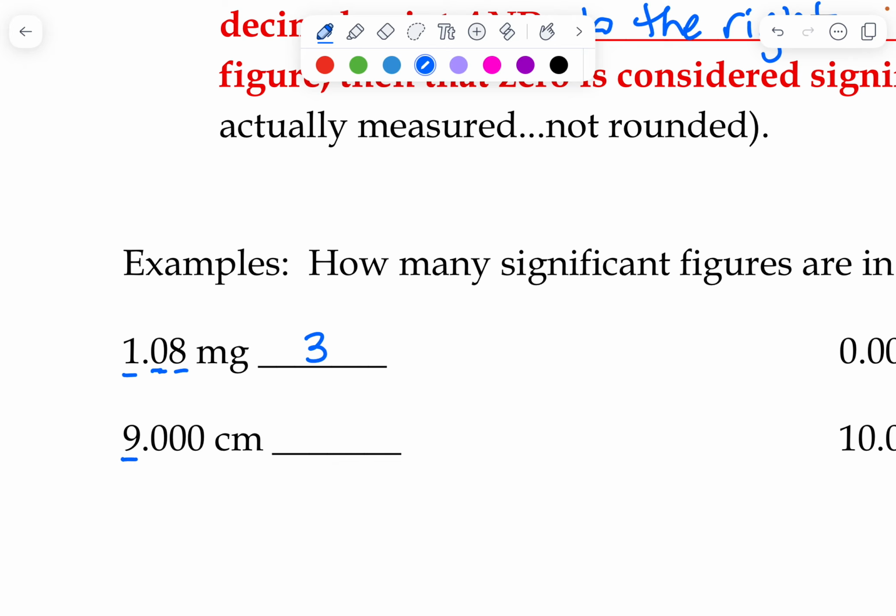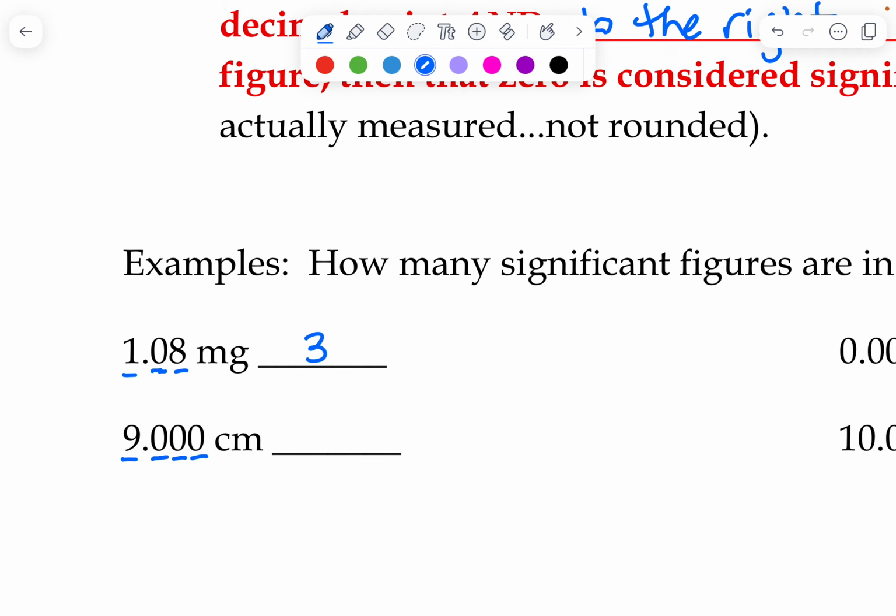For the next guy down, this 9 counts. The one after that 9, this 0 is to the right of the decimal point and it's also to the right of the number 9. So it counts. The next 0 is to the right of the decimal point. It doesn't have to be immediately to the right, it's just somewhere to the right. And it's also to the right of the 9 and the 0, so it counts. And for the same reason, so does this one.